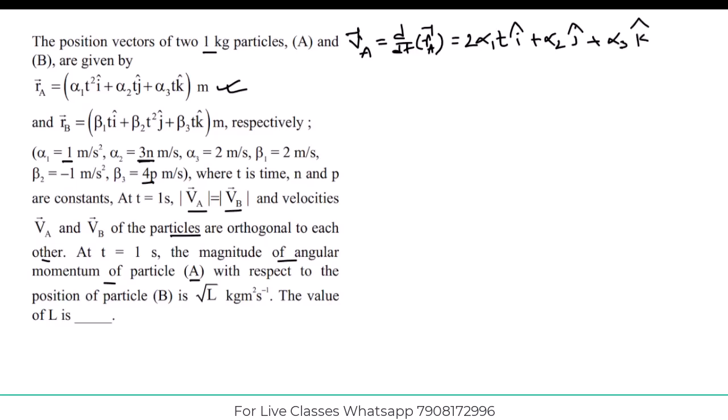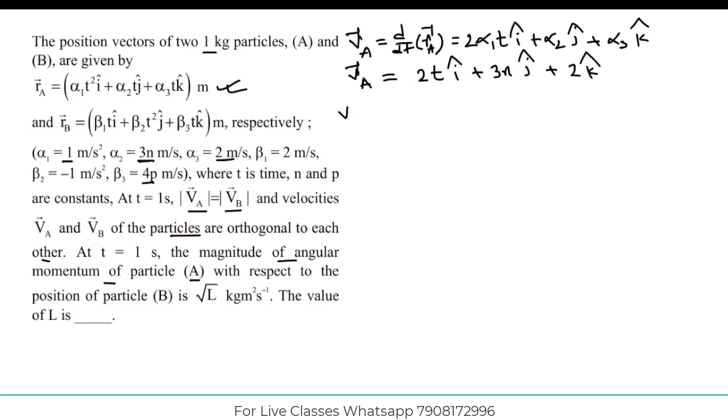And if we put the values of alpha 1, alpha 2 and alpha 3, then VA becomes 2 alpha 1, alpha 1 is 1, that is 2t i cap, alpha 2 is 3n, that is 3n j cap, plus alpha 3 k cap. Alpha 3 is 2 as given, so 2 k cap.